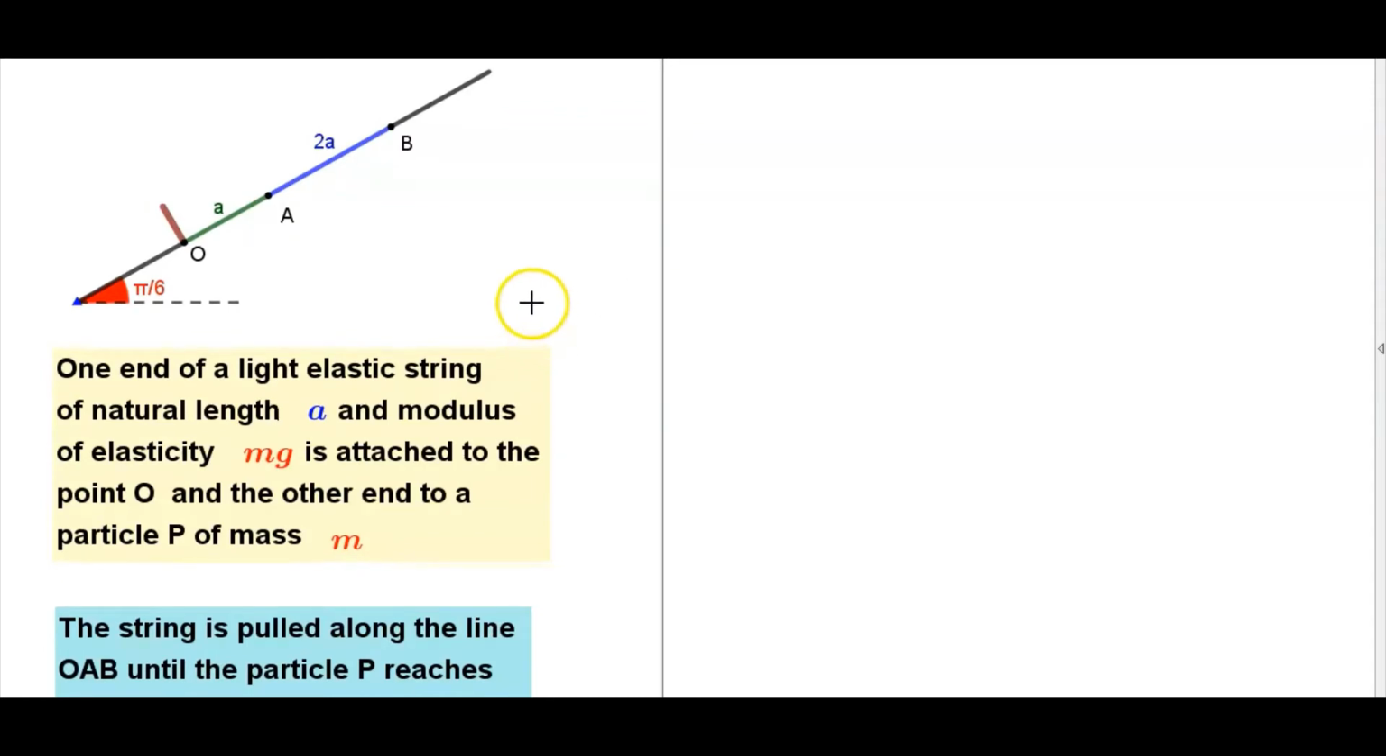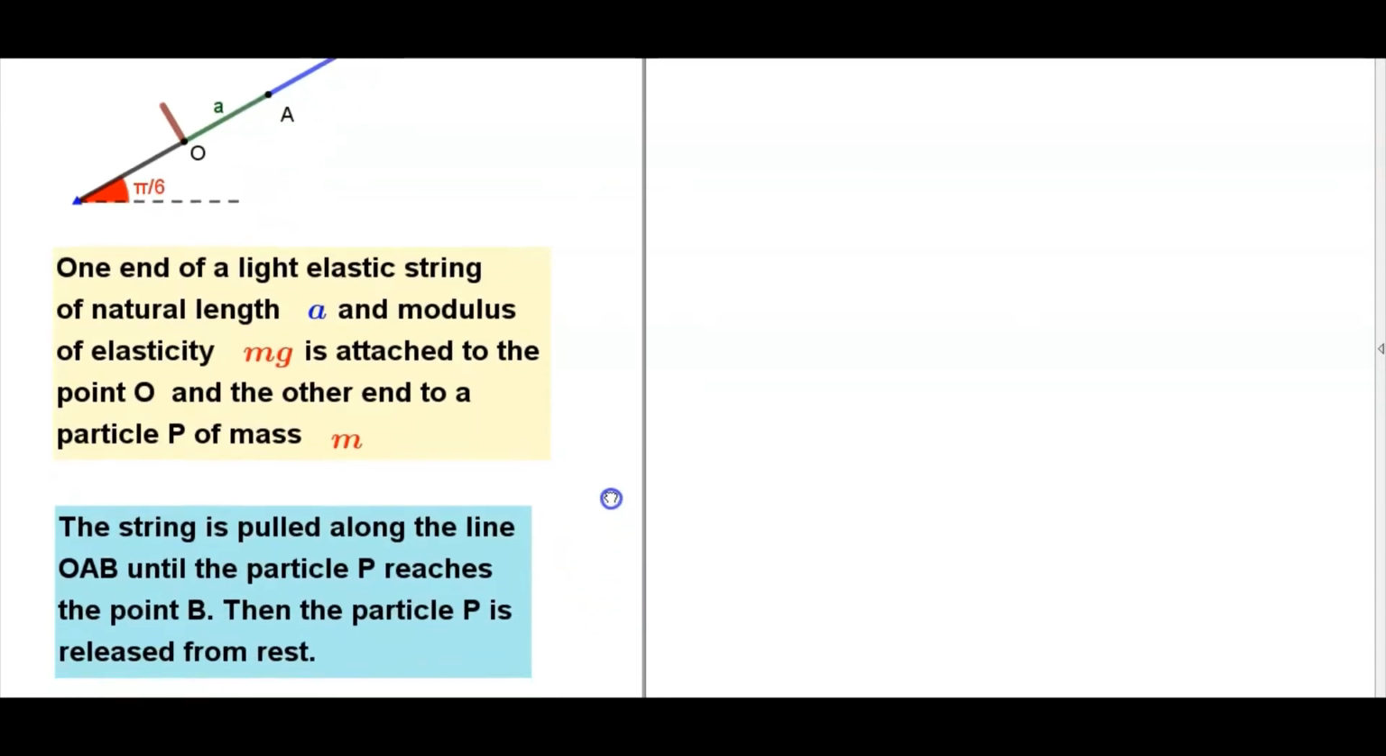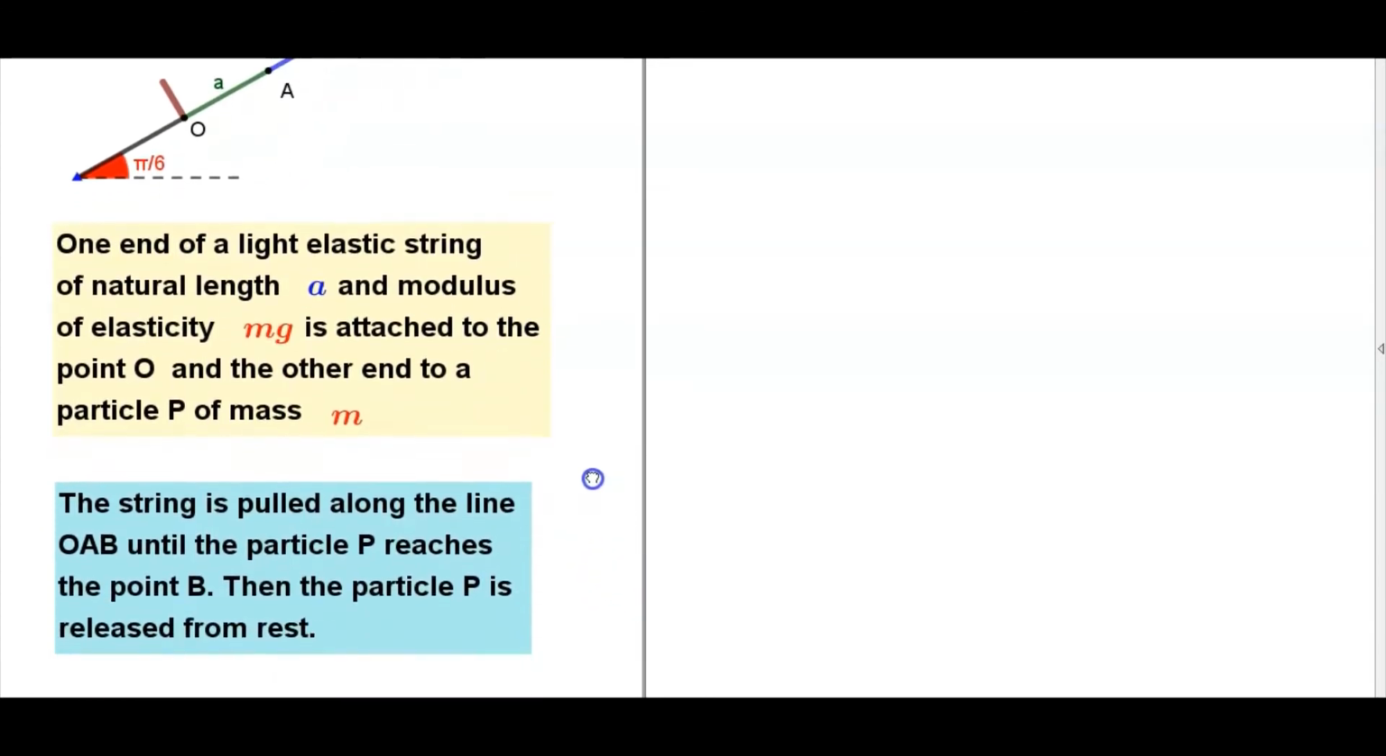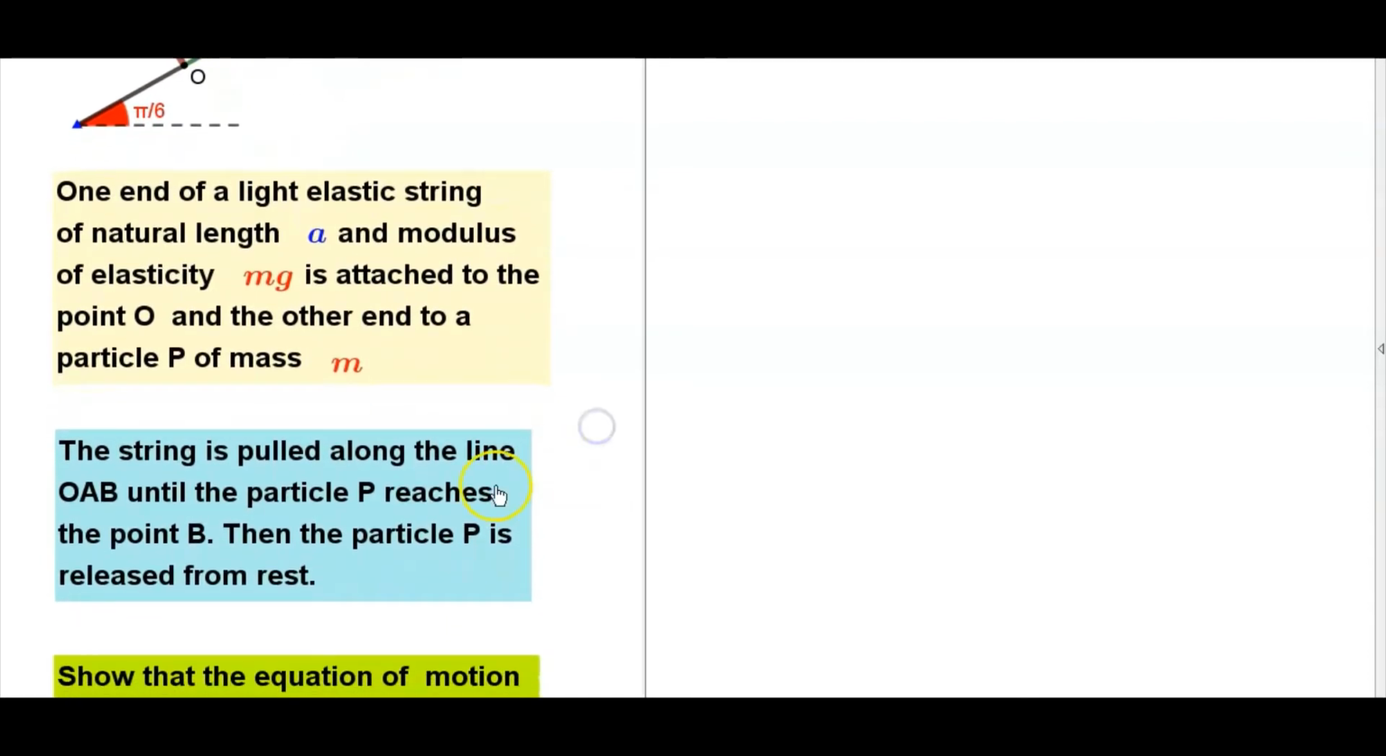One end of a light elastic string of natural length a and modulus of elasticity mg is attached to the point O, and the other end to a particle P of mass m. The string is pulled along the line OAB until the particle P reaches the point B. Then the particle P is released from rest.